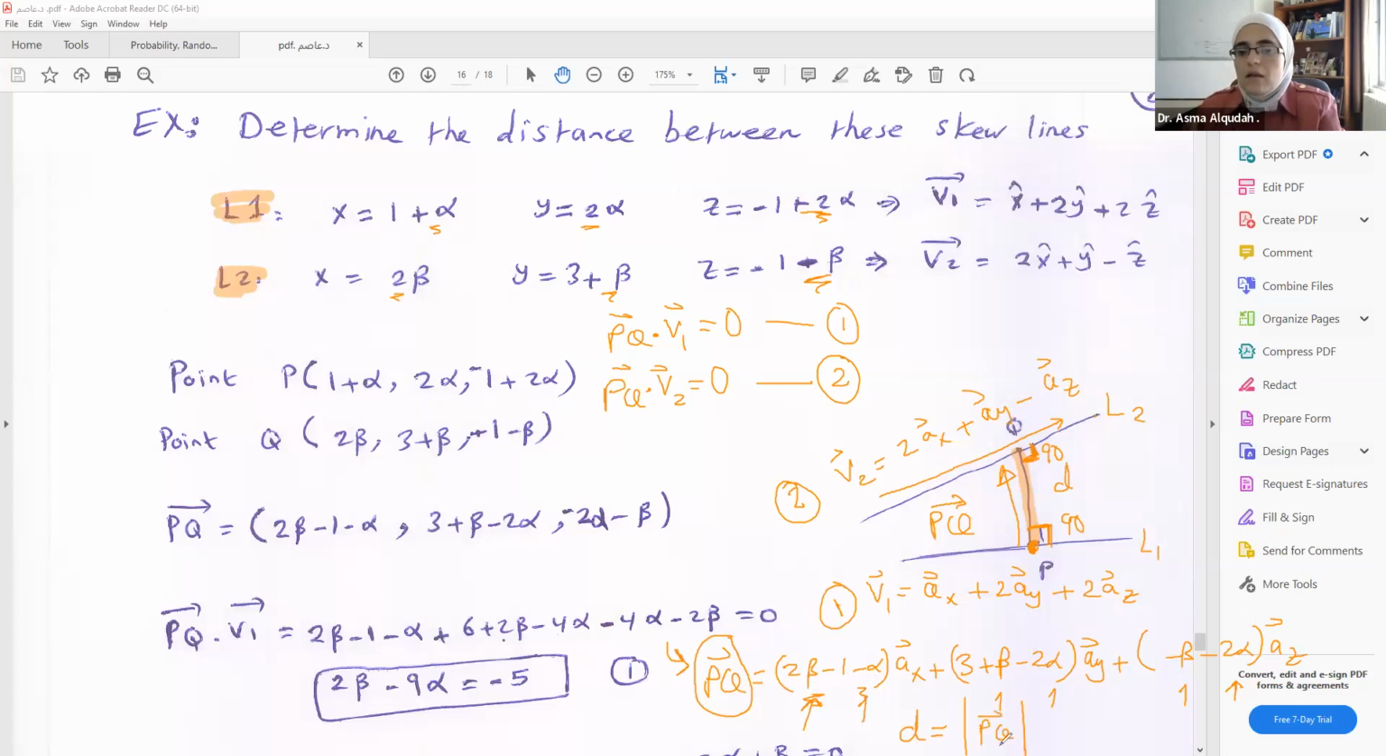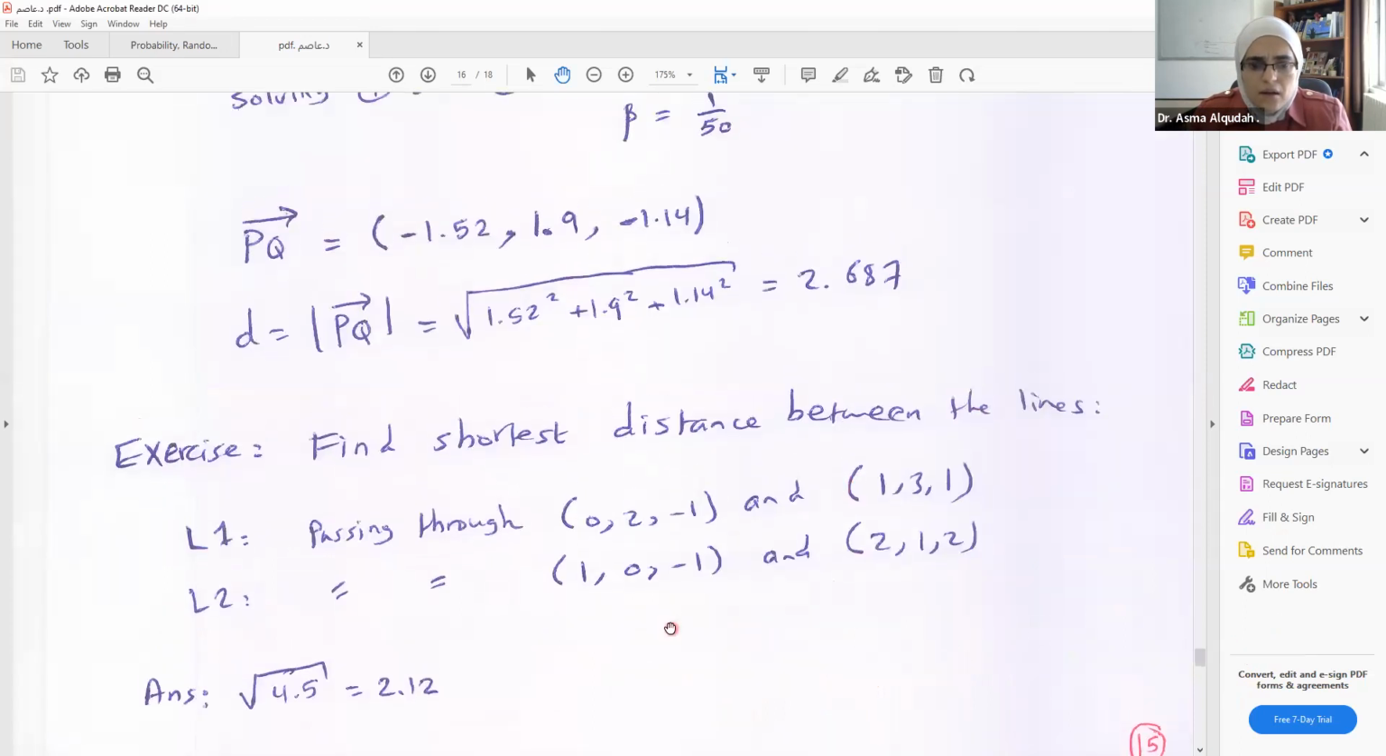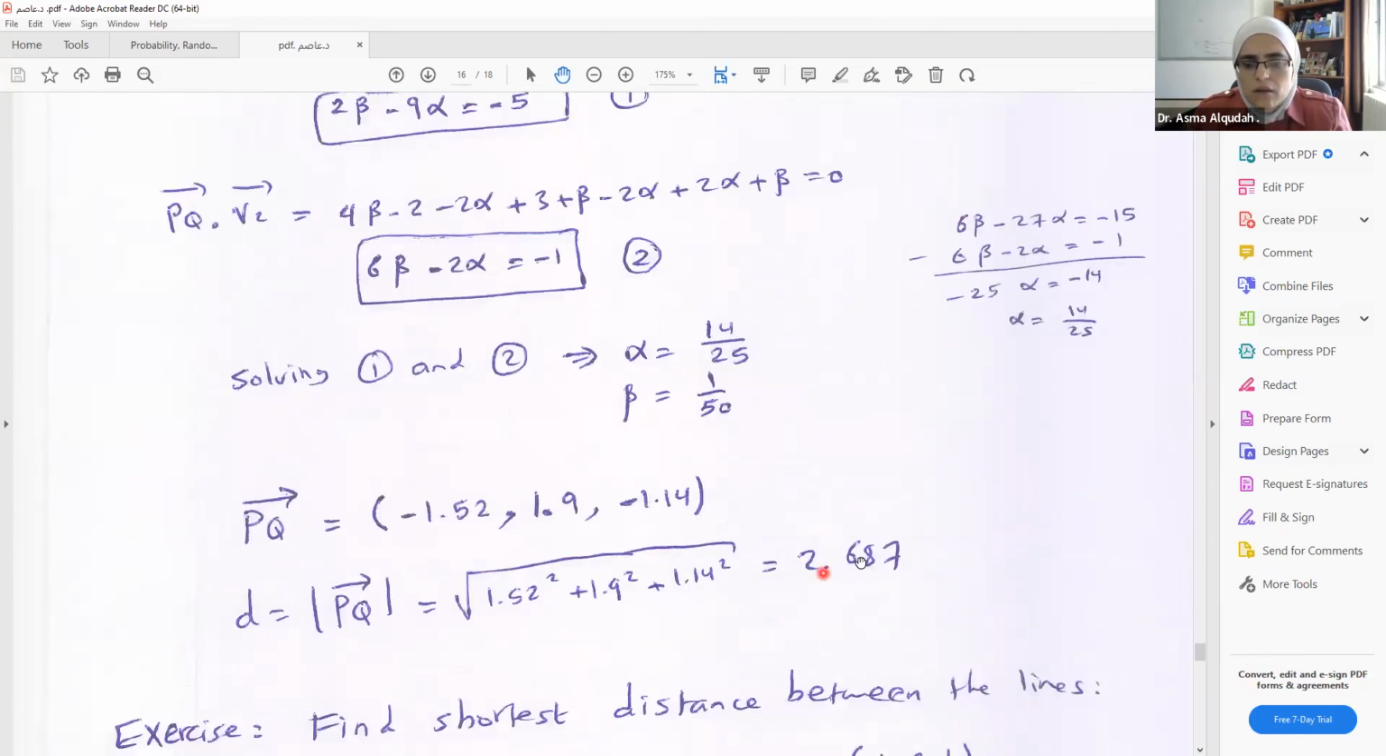Okay, I want you to finish solving this example by yourselves, and if you have any problems, you get back to me, inshallah, next week. But this is the procedure you need to go through. The final answers are there, so you should get this value of the distance.